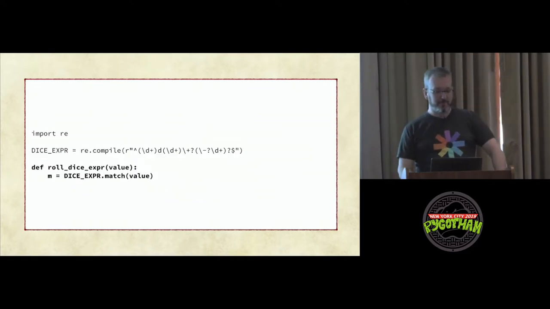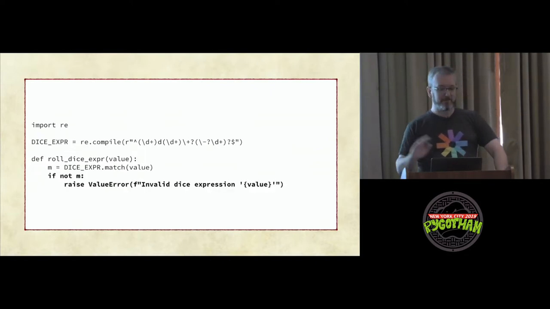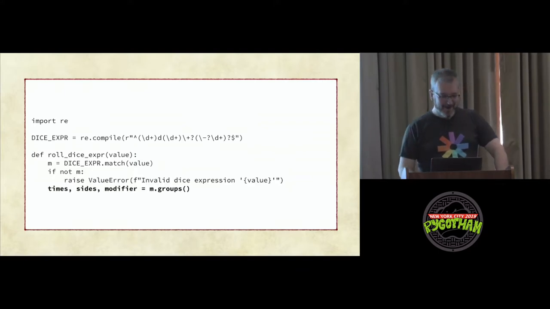Now, our new function will take a dice expression, a string, and try to match it against that regular expression. Now, this would be a really great place for a walrus operator. I'm really looking forward to 3.8. I love it so much, yay, walrus operator.